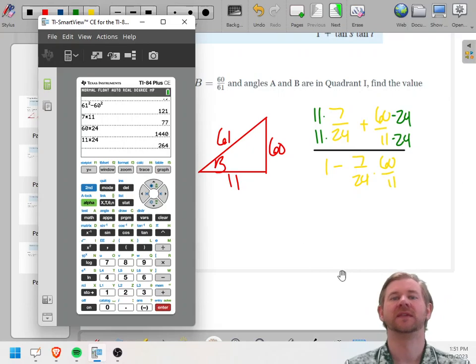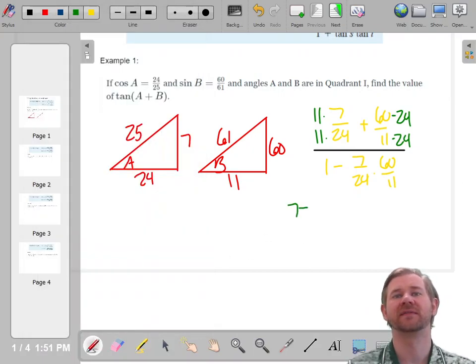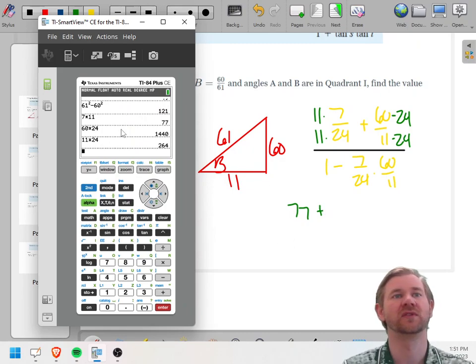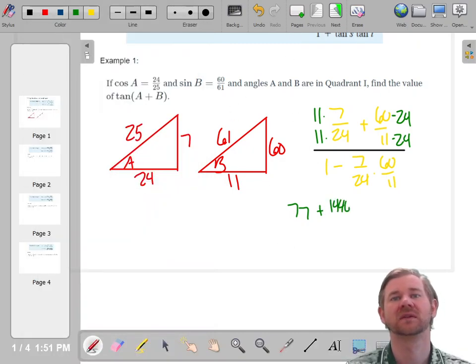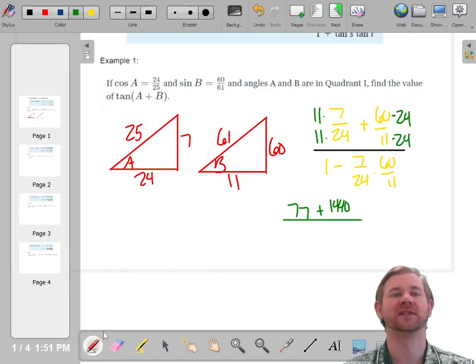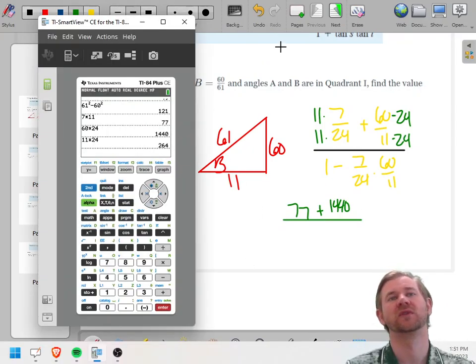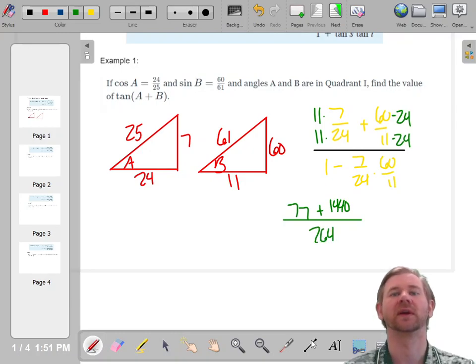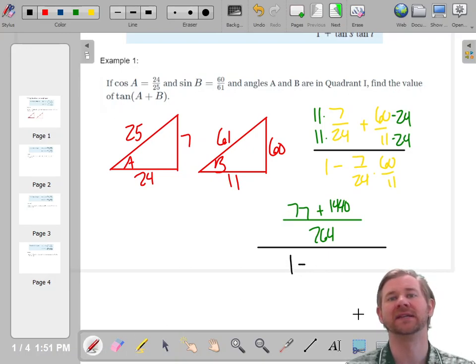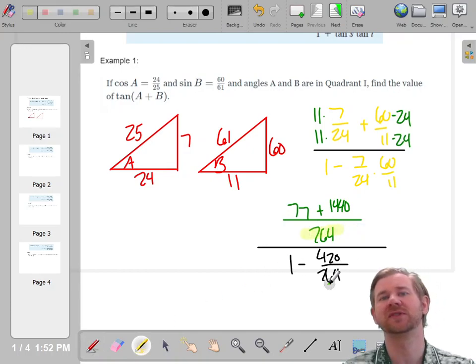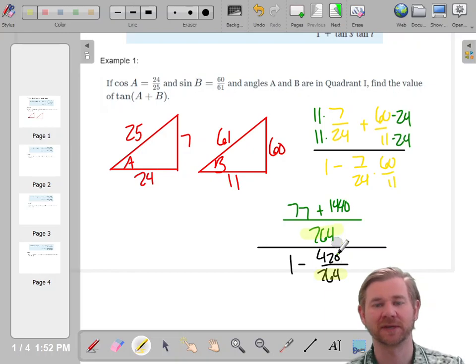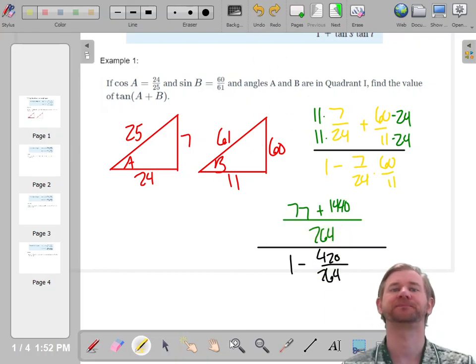So I have in the top 77 plus 60 times 24, which is 1440, and that's all over 11 times 24. 240 and 24 make 264. So that's in the top. Now in the bottom, I'm just going to write this as 1 minus 7 times 60, so 420, divided by 24 times 11. Again, 24 times 11 is 264. And you will notice that in these problems, you end up with that denominator in the top and bottom here. That's a good sign that we're doing it right.